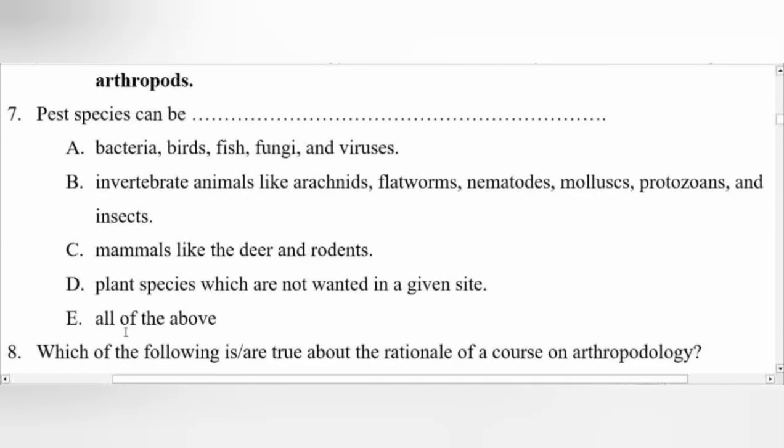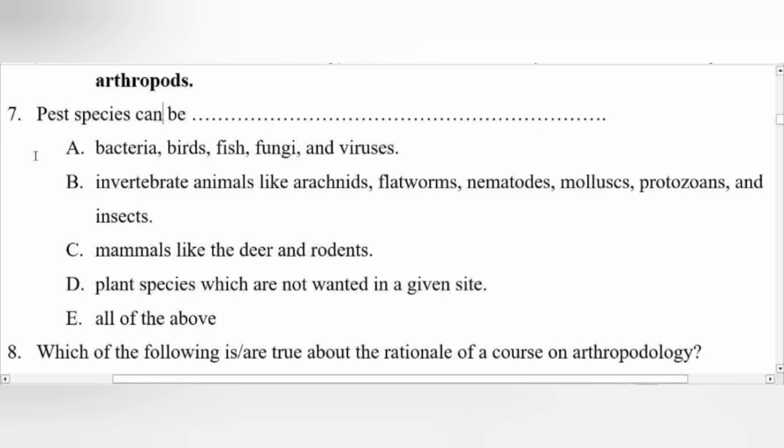Now let's go to question number 7. Pest species can be. So here we are expected to complete a sentence. Pest species can be. Option A says the bacteria, birds, fish, fungi, and viruses. Option B says invertebrate animals like arachnids, flatworms, nematodes, mollusks, protozoans, and insects. C says the mammals like the deer and rodents. Option D says plant species which are not wanted in a given site. And then E says all of the above. So which one do you think will complete our sentence?